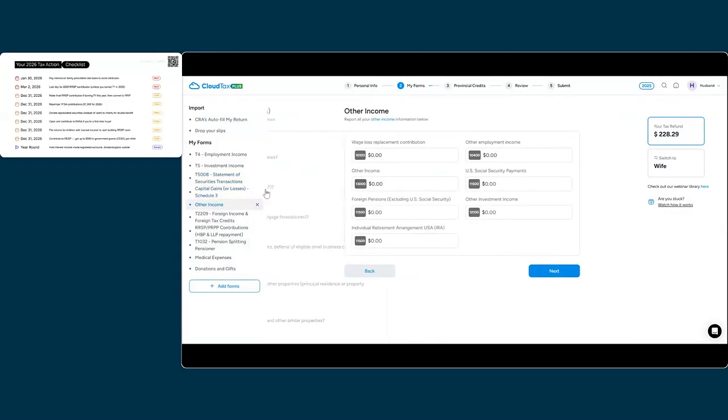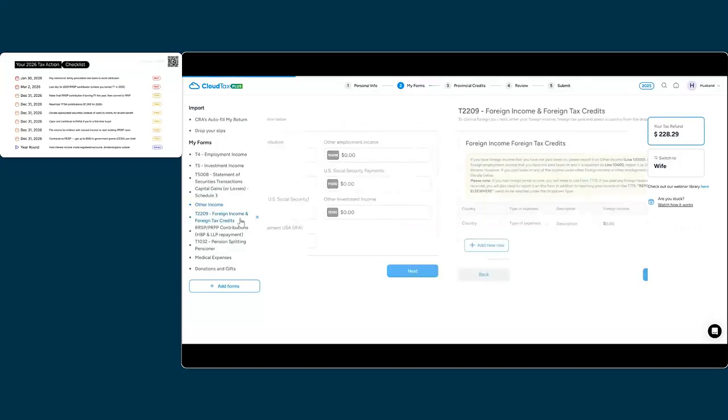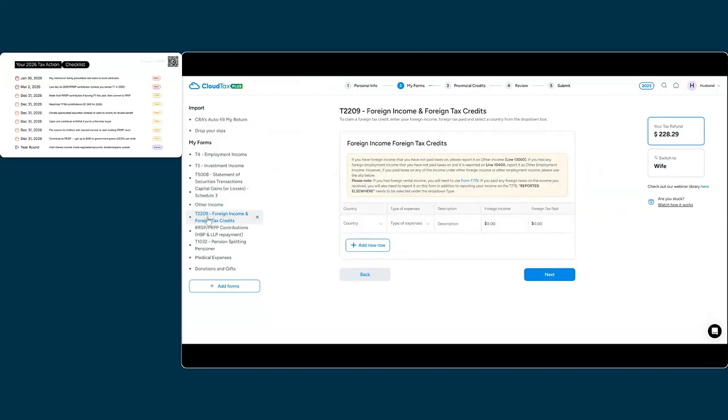If we have other income, it will just get reported here. Like if we have the prescribed rate loans, it will go on here as other income. If we have foreign income, let's say we buy some dividend paying stocks on Qtrade, and there's foreign income and foreign tax credits, that will go on here under T2209.